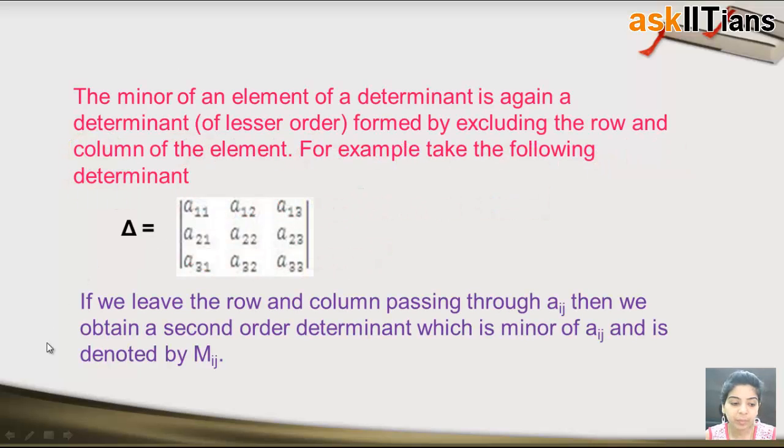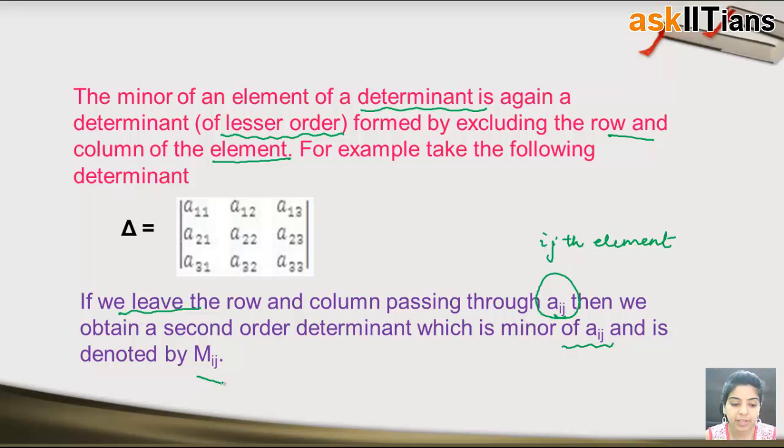So what do we exactly mean by minors and cofactors? First I will be dictating the mathematical definition. The definition says that the minor of an element is basically a determinant but of lesser order, formed by excluding the row and column of the element. If we leave the row and column passing through aij, if you remember, aij means the ijth element, then we obtain a second order determinant which is the minor of aij and is denoted by Mij.